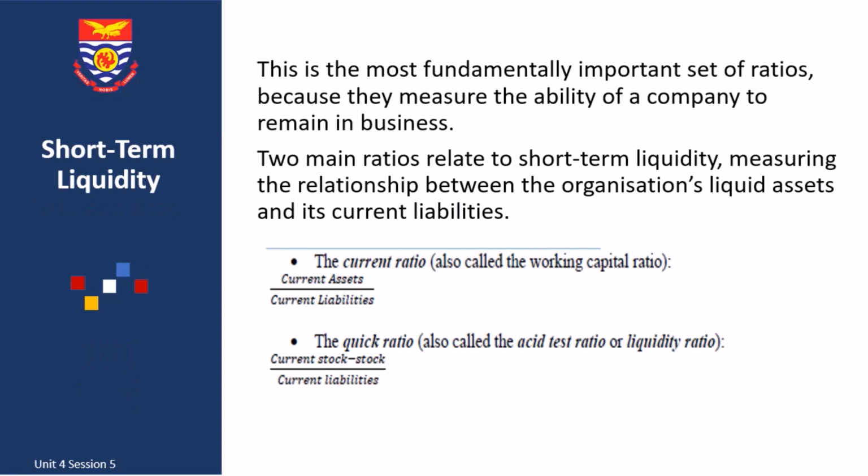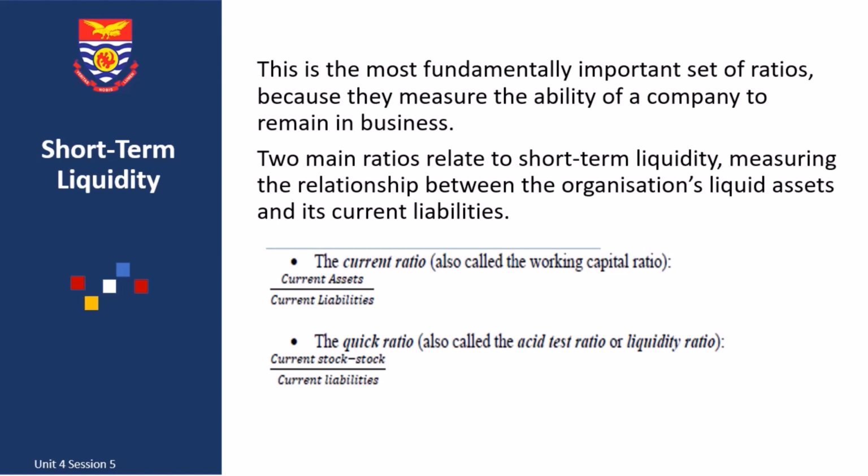Remember we said in the last two sections that liquidity is when the organization is able to convert its assets into cash in order to meet its short-term obligations, its debt, as and when the debts are due. The short-term liquidity ratios are the most fundamentally important set of ratios because they measure the ability of a company to remain in business. Two main ratios relate to the short-term liquidity, measuring the relationship between the organization's liquid assets and its current liabilities. If an organization is not able to meet its short-term liabilities, its short-term debt, the organization most likely is on its way to going bankrupt.